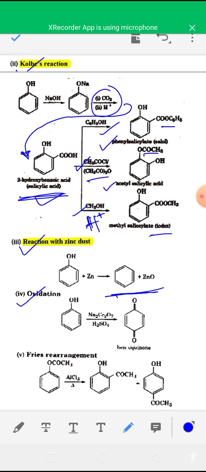And oxidation of phenol: on oxidation with sodium dichromate Na2Cr2O7 in H2SO4, I have written the reagents, Na2Cr2O7 in H2SO4. When phenol is oxidized by Na2Cr2O7 in presence of H2SO4, you will get para-benzoquinone. It is para-benzoquinone.